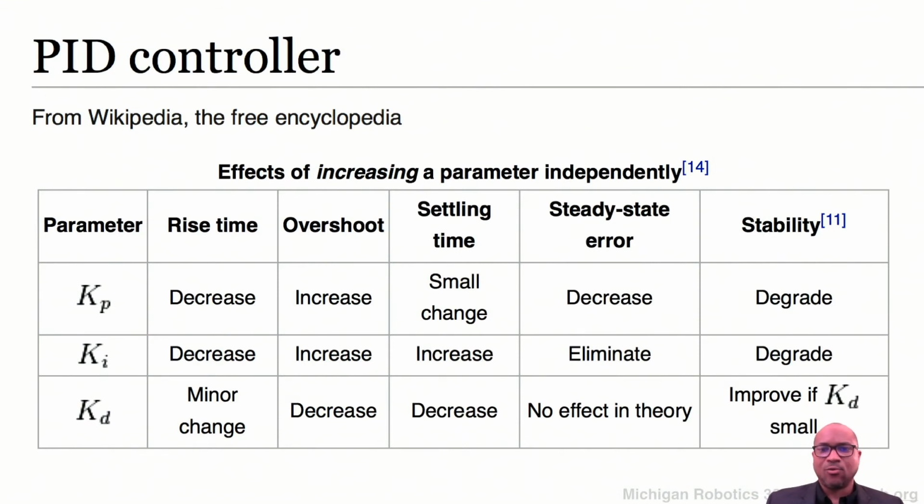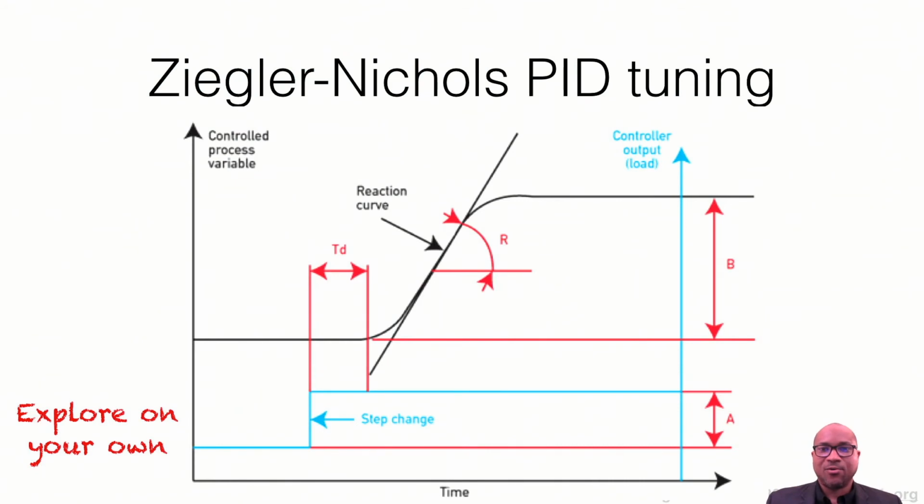There's a bunch of rules, or not rules, but guidelines for what each gain will do and how it'll affect the system. And so I just stole this from Wikipedia as one possibility. There are also more structured approaches to doing gain tuning, like Ziegler-Nichols, and so you can explore that on your own.